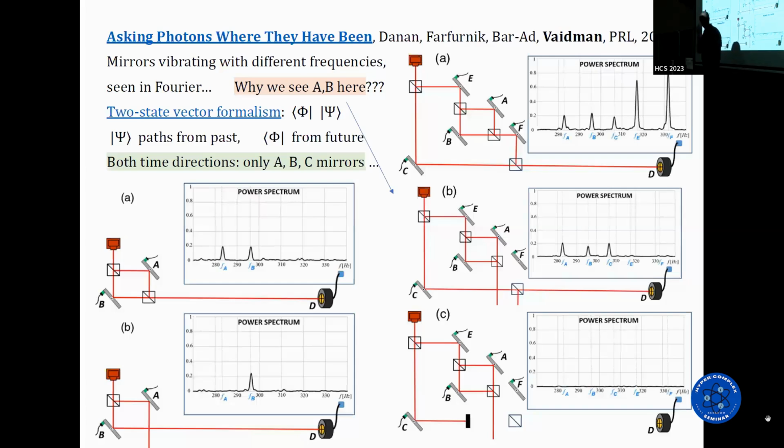Another very nice experiment, asking photons where they have been, is by Vaidman and others. They use vibrations for the mirrors, and different mirrors have different piezoelectric vibration frequencies. So finally they can see which mirrors were visited. They can ask photons where they have been, through which mirrors they have travelled. And this is the most interesting setting: if you look at the setting, they should see only the C mirror, but they also see A and B. So that's the big question: why do they also see A and B, when in theory the photons do not travel there? The answer is that in fact we should use the two-state vector formalism, in which A, B and C are the mirrors visited by photons going forward and backward in time. It's a very nice experiment, I recommend looking at it.